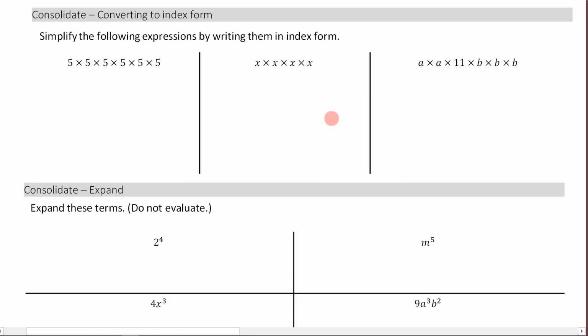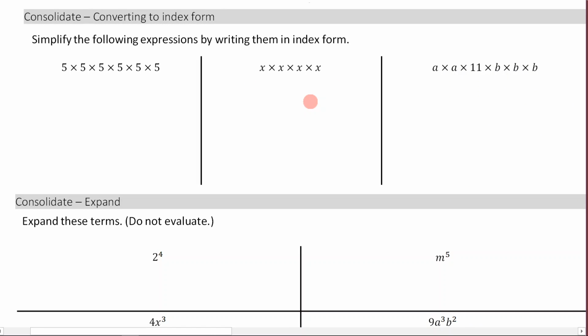All right, so let's kind of consolidate our learning a bit by reminding ourselves what indices do. So here it says, simplify the following expressions by writing them in index form. So if I have 5 times 5 times 5 times 5 times 5 times 5, how can I write that in index form? Well, I have 1, 2, 3, 4, 5, 6 5s. So that means I have a base of 5 and then an index of 6 here because I have 1, 2, 3, 4, 5, 6 5s.